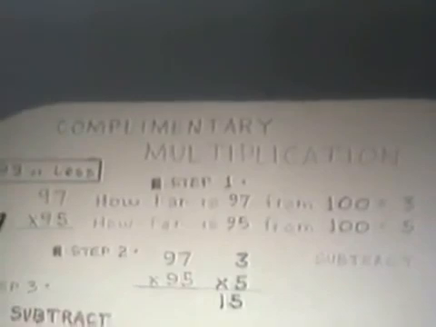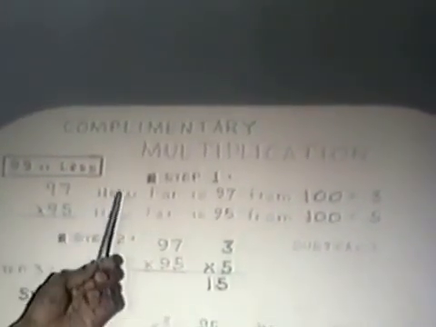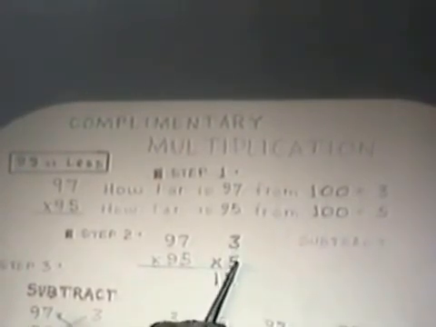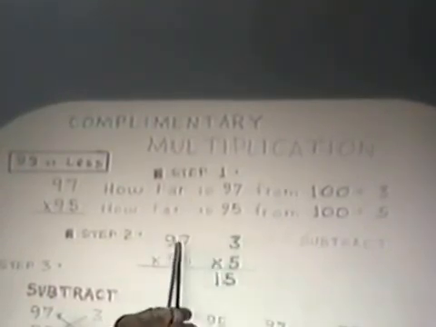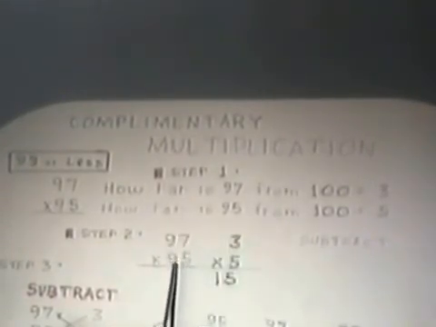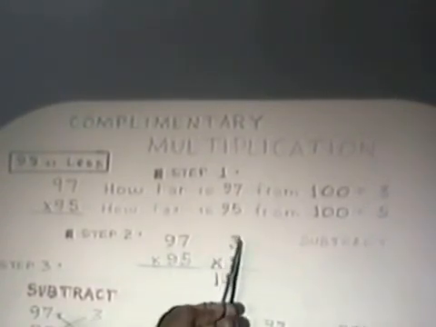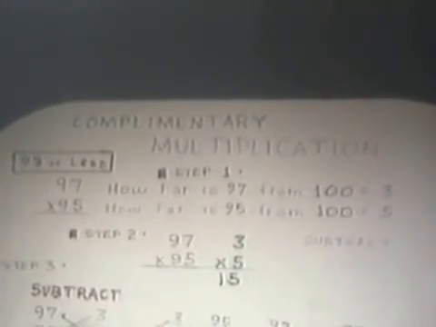The easy way. The top number is 97. You find out how far 97 is from 100. You say that's 3. Then you find out how far 95 is from 100. That's 5. Second step. Here's the 3. Here's the 5. Because 97, you add 3 to it, you get 100. 95, we add a 5 to it, you get 100. That's how far 95 is from 100. So we had the 3 and the 5. 5 times 3 is 15. That gives us our first number.